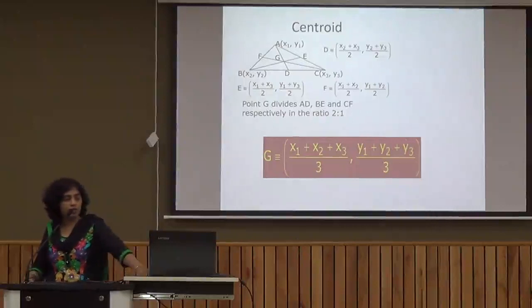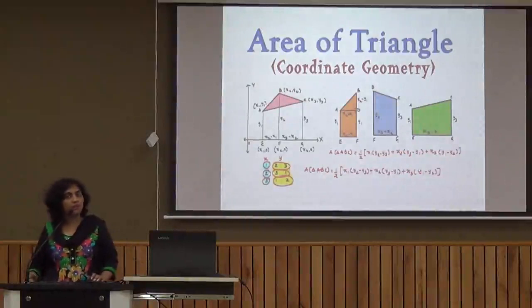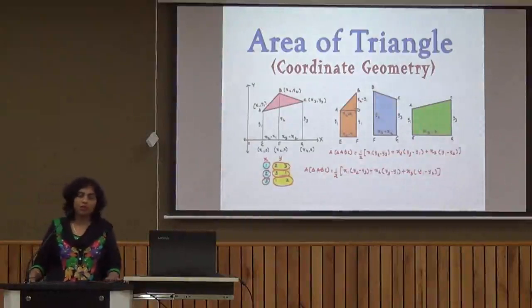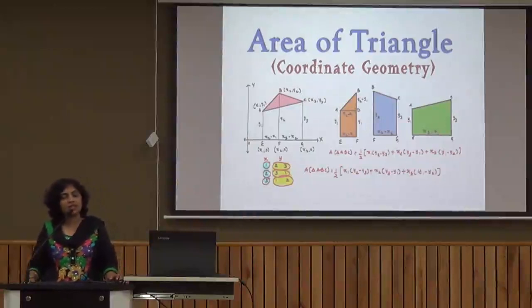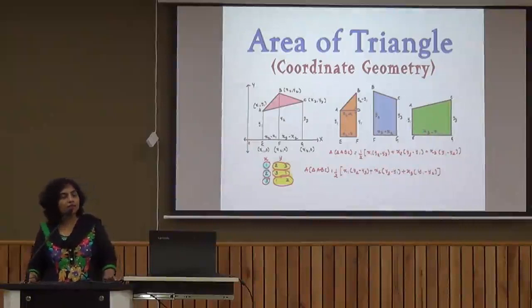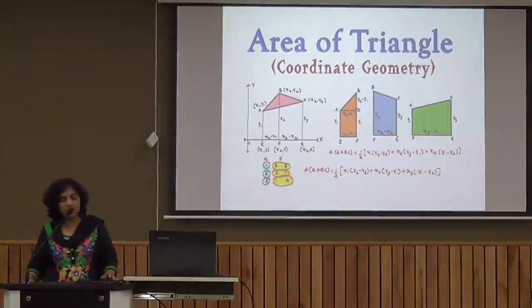Now let's move to the next point, the area of a triangle. When we are given 3 points A, B, C with the coordinates A as x1, y1, B as x2, y2 and C as x3, y3, we draw perpendicular lines and we get trapeziums. To get the triangle's area, we divide it into three different trapeziums: A, B, F, E; B, C, G, F; and A, C, G, E.